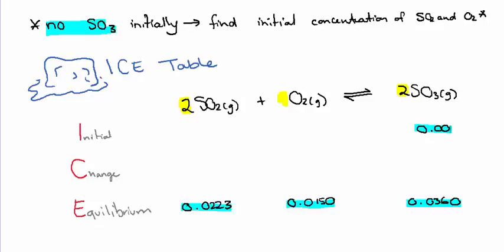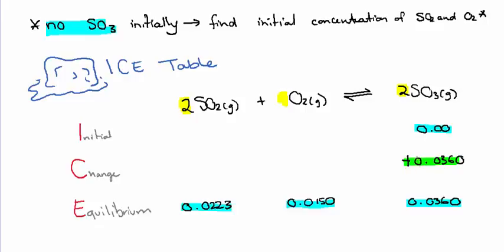If we have a look at this, if we know that we had no sulfur trioxide initially and we've got 0.036 moles per litre at equilibrium, we can calculate the change. Obviously going from 0 up to 0.036, we've seen an increase of 0.0360 moles per litre. So our change was an increase by this amount.